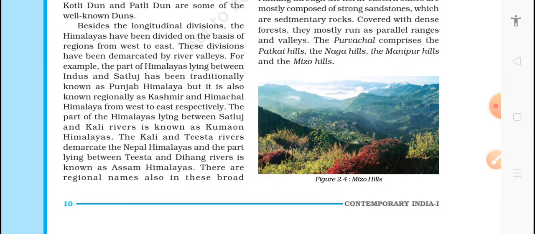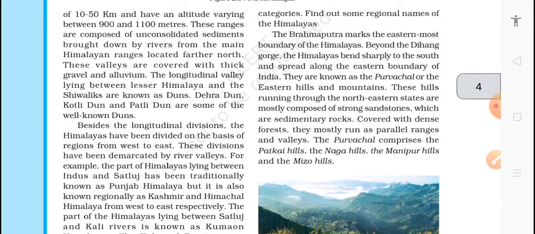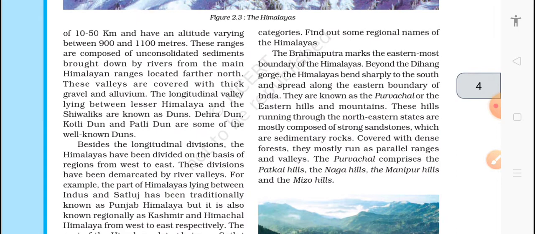The Kali and the Tista rivers demarcate the Nepal Himalaya, and the part lying between the Tista and the Dihang River is known as the Assam Himalayas. There are region names also in this broad category. The Brahmaputra marks the easternmost boundary of the Himalayas. Beyond the Dihang Gorge, the Himalayas bend sharply to the south and spread along the eastern boundary of India. They are known as the Purvanchal or the eastern hills and mountains.